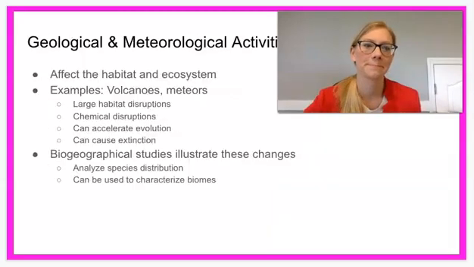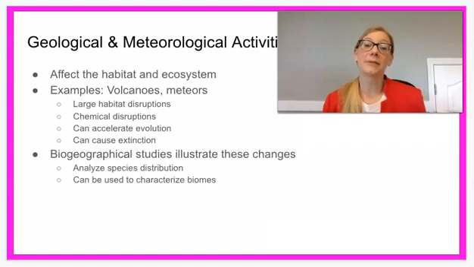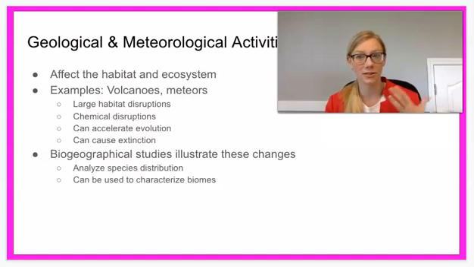Not great, right? So the last way we're going to talk about is geological or meteorological events. They can affect a habitat and ecosystem. What are these? Volcanoes, meteors, any kind of big event that is uncontrolled as far as we know, right? What do they cause? Typically large habitat disruptions because it's a big area. Chemical disruptions, like how do the chemicals in the environment change? They can accelerate evolution because there's all of a sudden a big change. They can cause extinctions. And how do we know this, right?